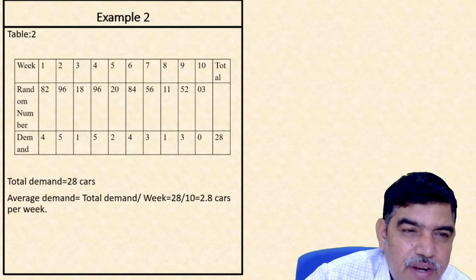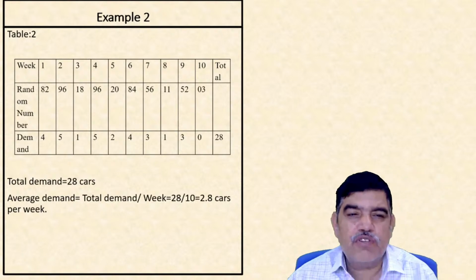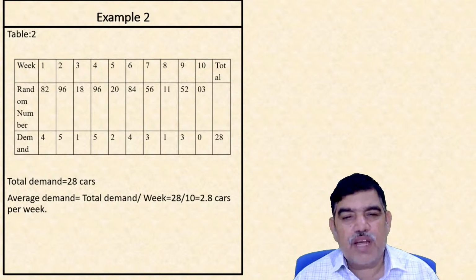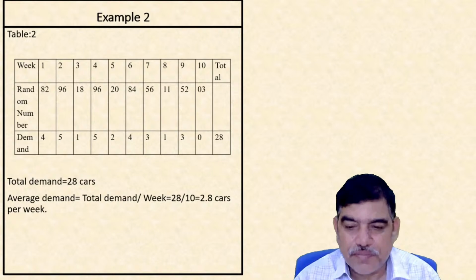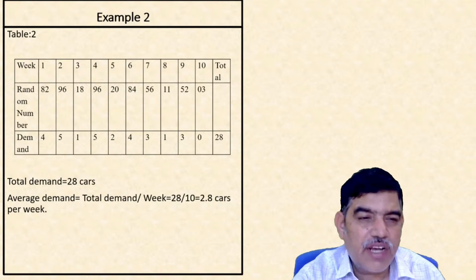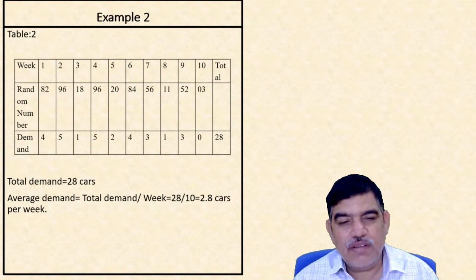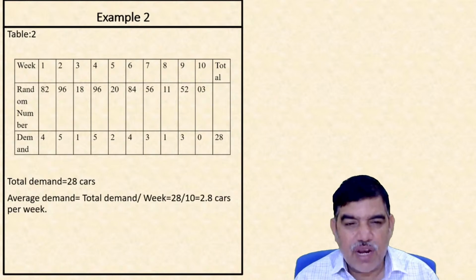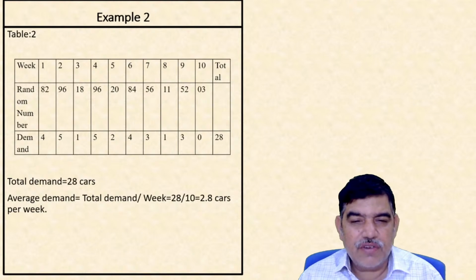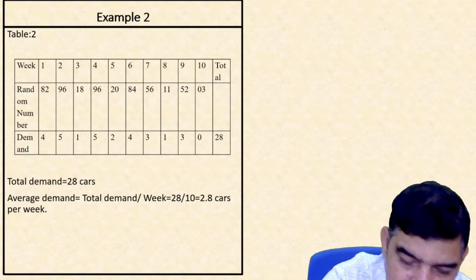What is total demand? If you add 4 plus 5 plus 1 plus 5 plus 2 plus 4 plus 3 plus 1 plus 3 plus 0, we calculate that is 28. Then, if the total demand is 28 cars, what is the average demand? Average demand equals total demand divided by weeks. That is 28 by 10, that is 2.8. So 2.8 cars per week.